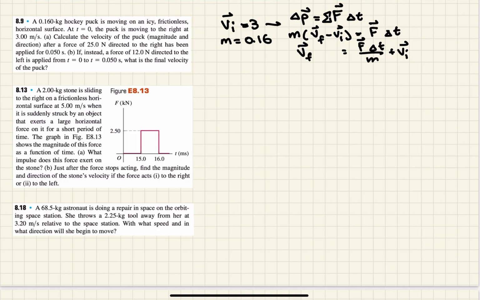And you're going to get this. We wanted the final velocity, yes? So let's assume right is positive. That means this is indeed a positive velocity. And the force is also positive because it's 25 newtons directed to the right. And so you just plug stuff in, right? You plug in 25 for F, 0.05 for t, 0.16 for m, and 3 for v initial. And then you just solve for v final.